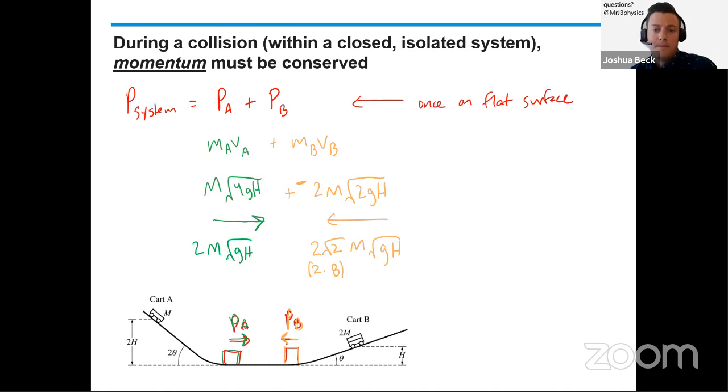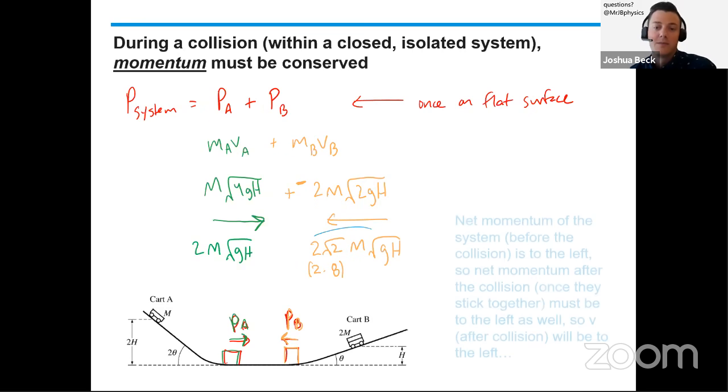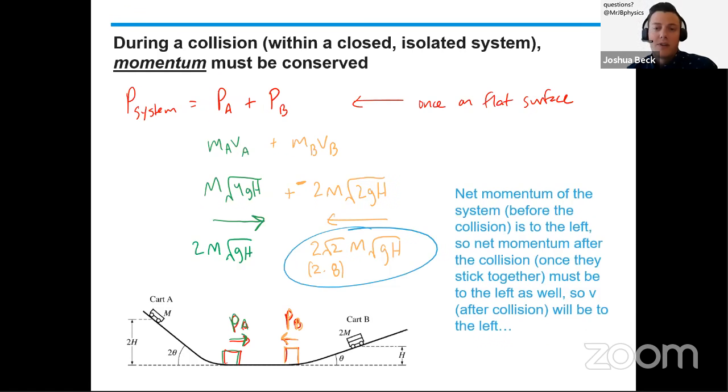Now at this point, I can see that the magnitudes of the momentums of these two carts are different. The cart on the right, cart B, will have a larger amount of momentum, just the magnitude will be larger than cart A. So that means the system as a whole will have a net momentum to the left before the collision, so it has to have a net momentum to the left after the collision.